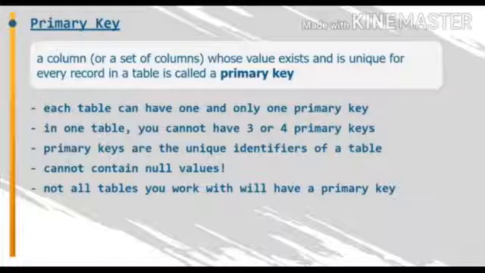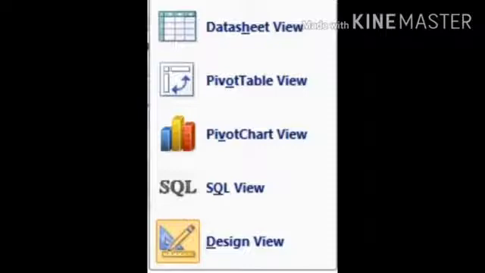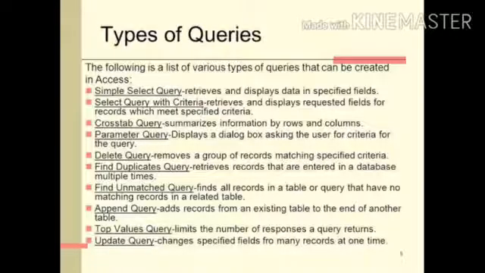These are some rules for the primary key. Primary keys are unique and cannot contain a null value. Not all tables you work with will have a primary key. If there are a number of tables, you cannot work with the primary key. In the same way, there are different views of your table, that is Datasheet view, PivotTable view, and some other views. Now the last topic is the types of queries.